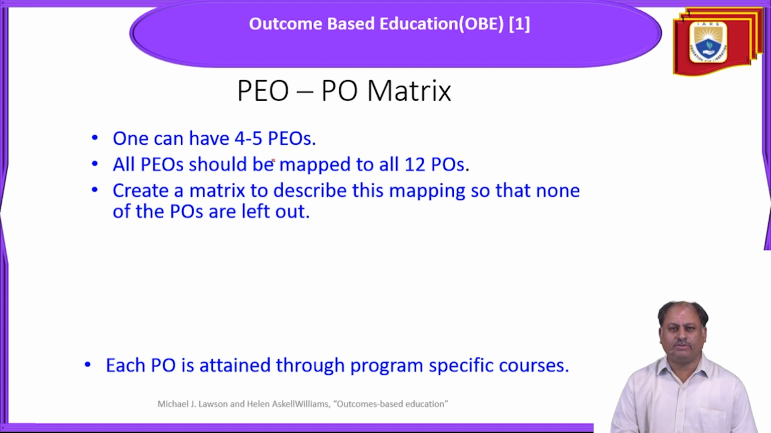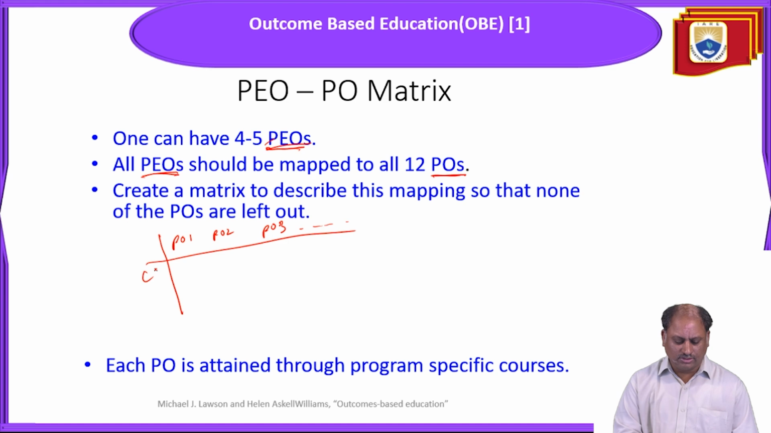We have described POs, PSOs, and PEOs. Now, one can have 4 to 5 POs, and all of these are to be mapped to the 12 POs, described with the help of a matrix notation. That means PO1, PO2, PO3, like that we are going to write several. And for the course, CO1 is mapped, then CO2, and also we can write PSOs.